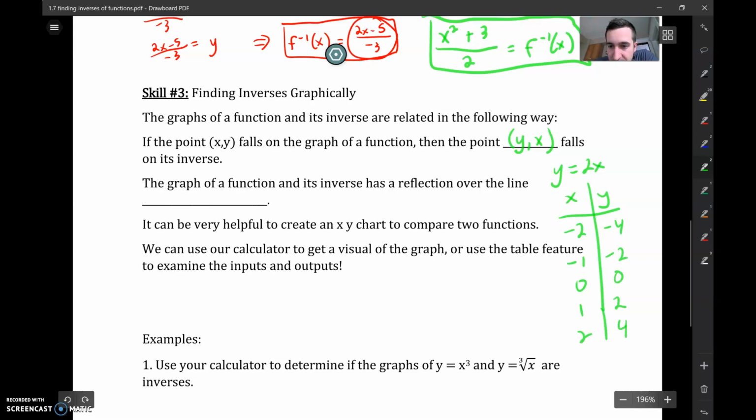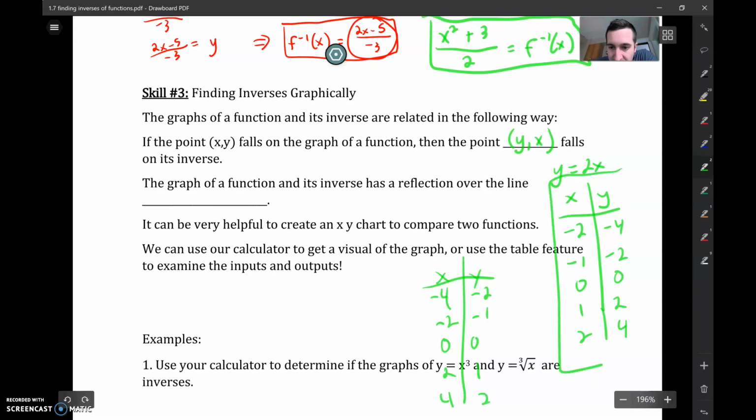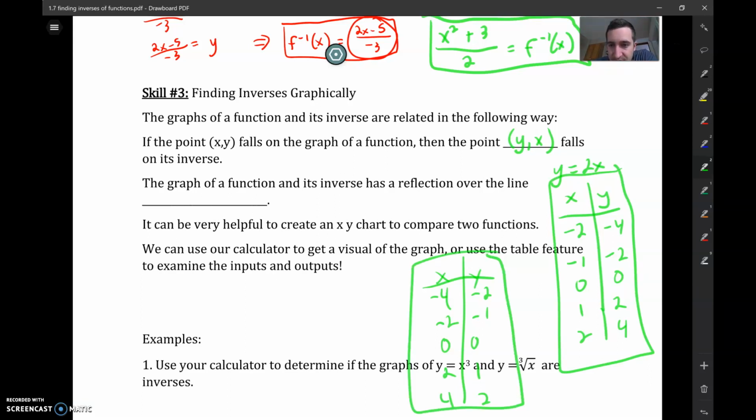Okay, there's the points. If I wanted to graph the inverse of that line, I would literally switch them to be (-4, -2), (-2, -1), (0, 0), (2, 1), and (4, 2). If I plotted these points, and then I plotted those points, my two graphs would be inverses of one another. This is the line y equals x divided by 2, which makes sense.